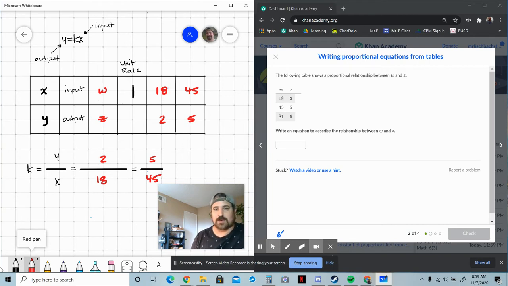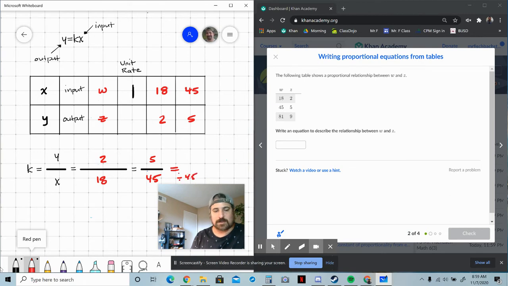In other words, 18 divided by 2 is 9, and 45 divided by 5 is 9. The other way around, 2 divided by 18 is 1/9, and 5 divided by 45 is 1/9. So the ratios are all staying the same. And you could write this equation in multiple ways depending on what you chose as your input and your output. I chose W as my input and Z as my output. If I chose that, then this is the ratio I'm working with. And I can see that if I were to divide any of this, I'll get the same result.